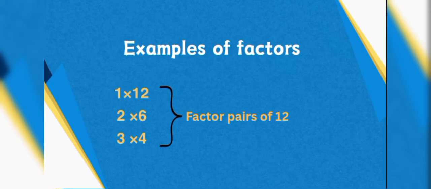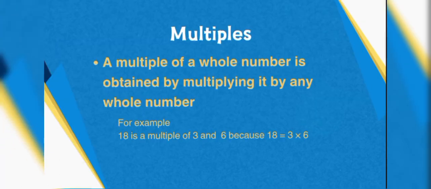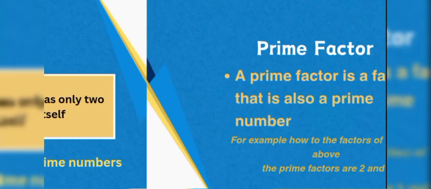Why? Because all these numbers on your screen right now qualify as factors of 12. But the prime number among them is called the prime factor. It is prime and it is also a factor. That is what it simply means.